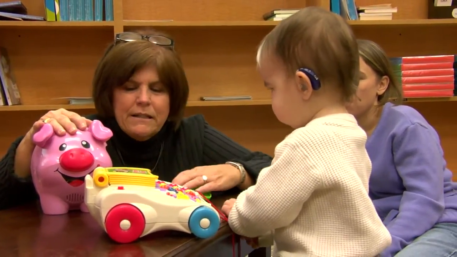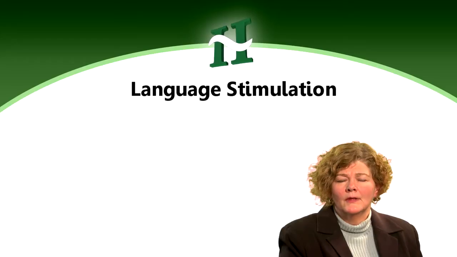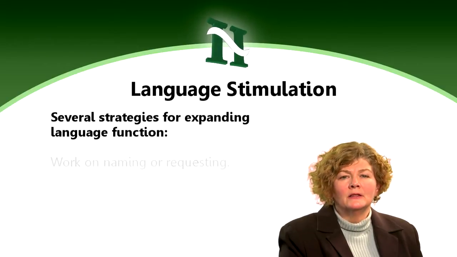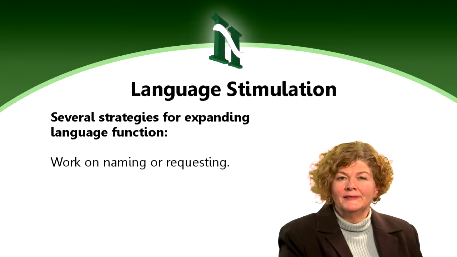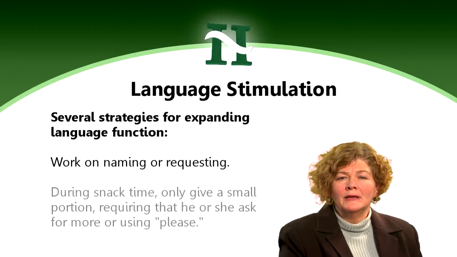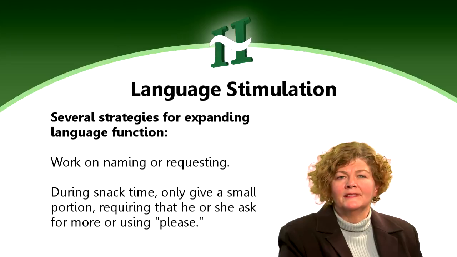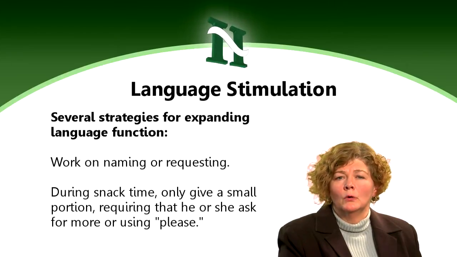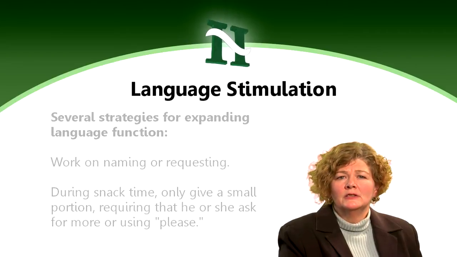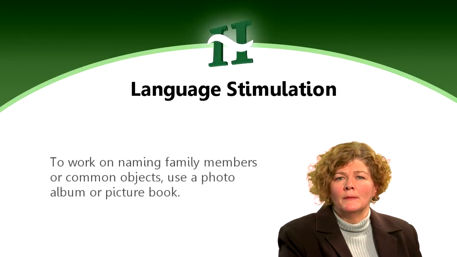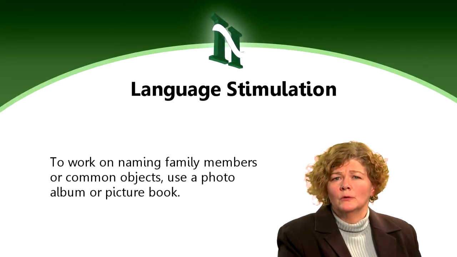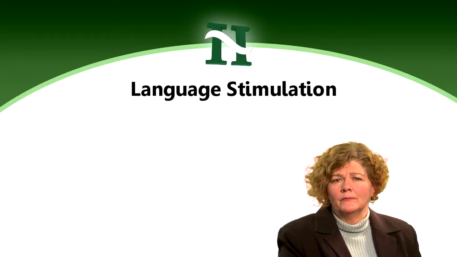Several strategies for expanding language function might include working on naming and requesting. During snack or mealtime, give the child only a small amount of food and have him practice requesting more or using please. To work on naming family members or common objects, places, or actions, you can use a photo album with real pictures or simple picture books.